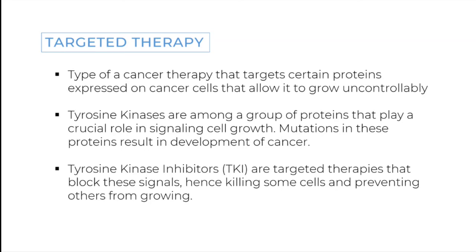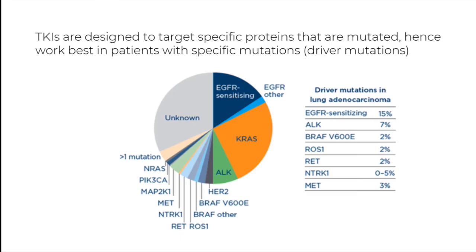So targeted therapies are specifically designed for a specific type of mutation. And this is an image of the mutational landscape of adenocarcinoma. Not everybody with lung cancer has specific mutations, right? These tyrosine kinase inhibitors are designed to specifically target some mutations, and they only work, or they work best, in patients with specific mutations referred to as driver mutations. Driver mutations means these are the mutations that drive the growth of the cancer.